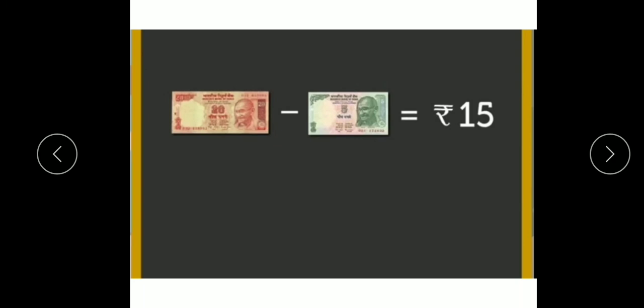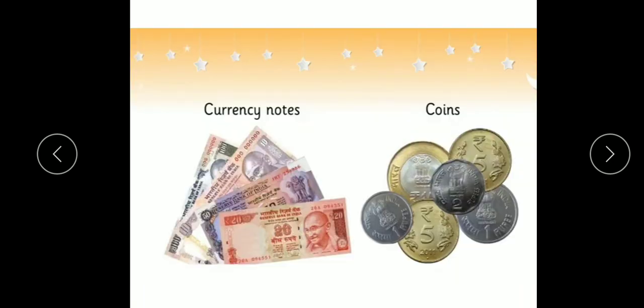You can see there are coins and notes having different denominations. All the coins and all the notes, the combination of these things, is called money. So this is the introduction of your money.